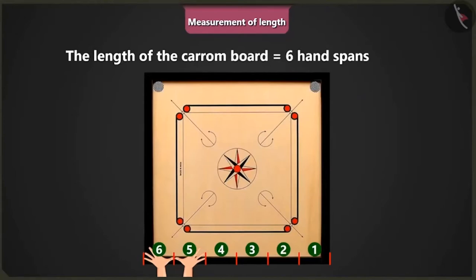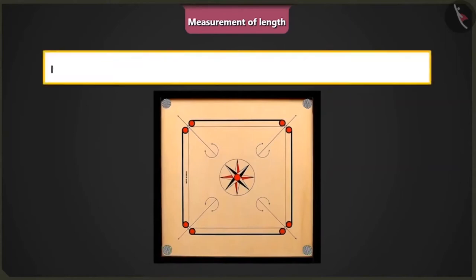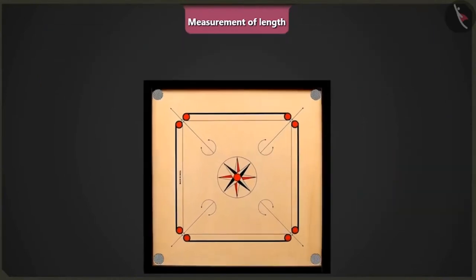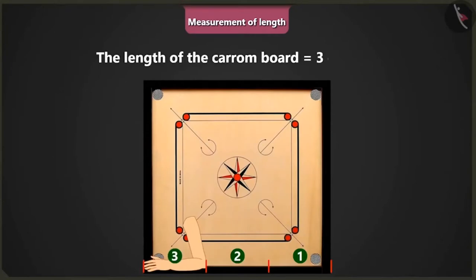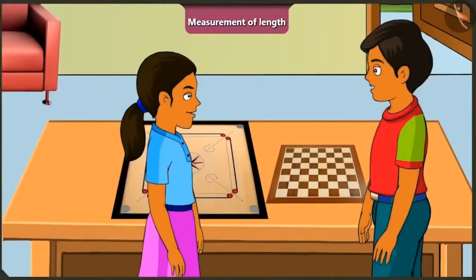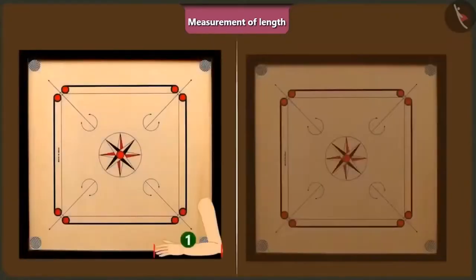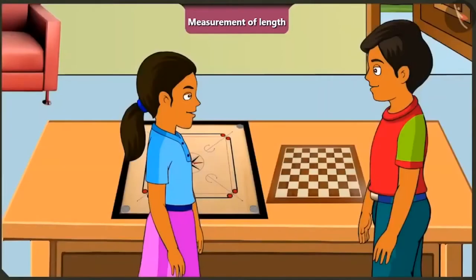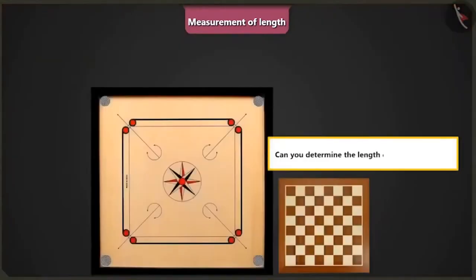Well done, Mintu. Now if you measure this carom board using your arm, then what will be its length? 1, 2, and 3. The length of this carom board is 3 cubit length of my arm. Absolutely correct. So we can say that the length of a cubit of your arm is equal to 2 hand spans of your palm. Now can you determine the length of this chess board?